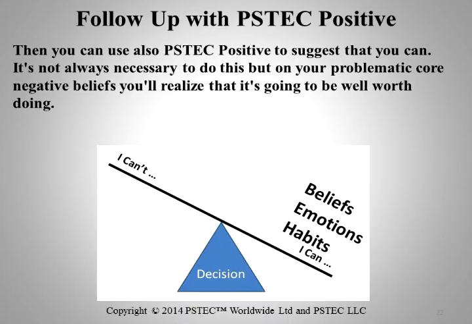So there's two aspects to this. It's about making it easier to put mass on the I can side, because if you give a suggestion that you can do something, if there's less opposition on the I can't side, then it will be allocated more mass, if you like, by the subconscious when that suggestion is received, which means that whatever PSTEC Positive work you do, or affirmations, if somebody's doing it that way, will have more effect than it would do otherwise.